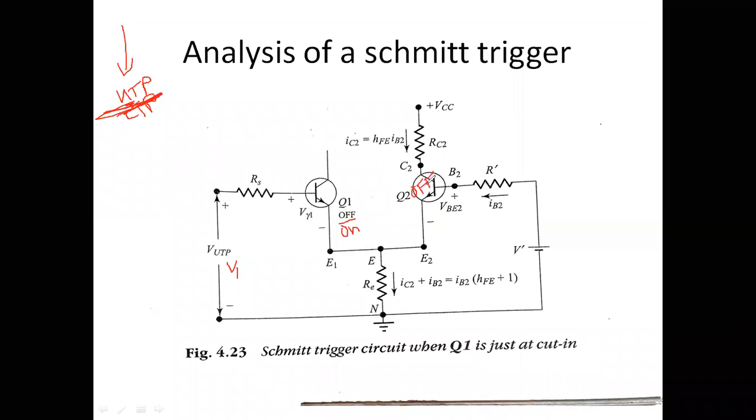At this point, what is the voltage? We are going to derive it. We are finding the voltage at which there will be a state change in our transistor, and what factors affect this voltage. We have to collect this data, so that by calculating the UTP, we get the knowledge of which factors affect this voltage.